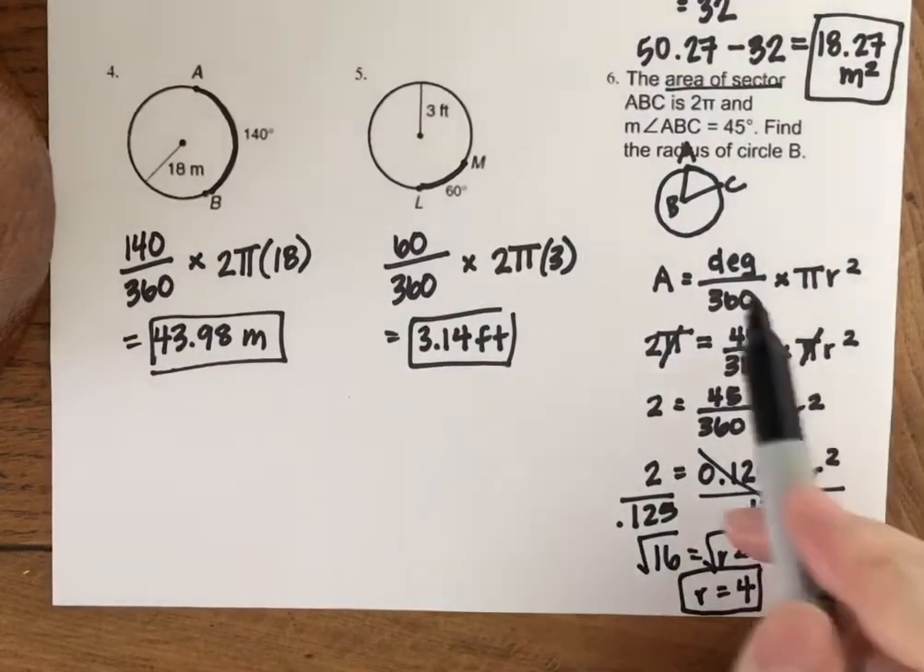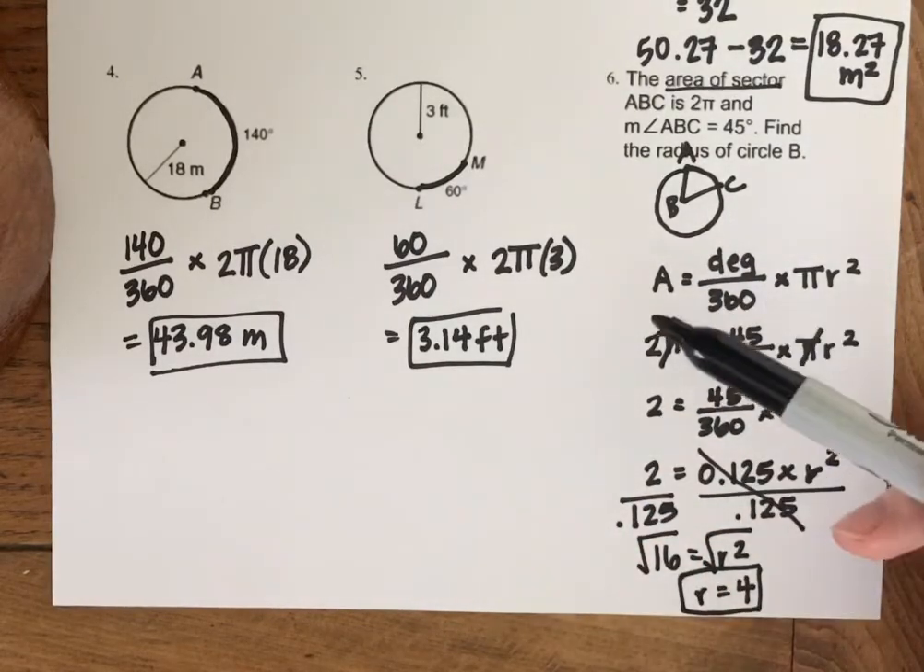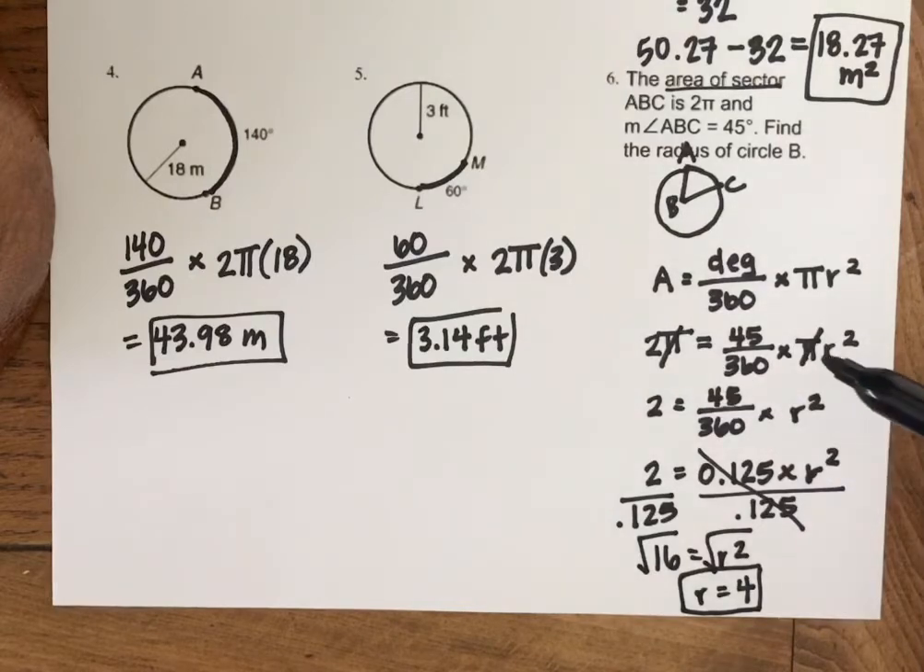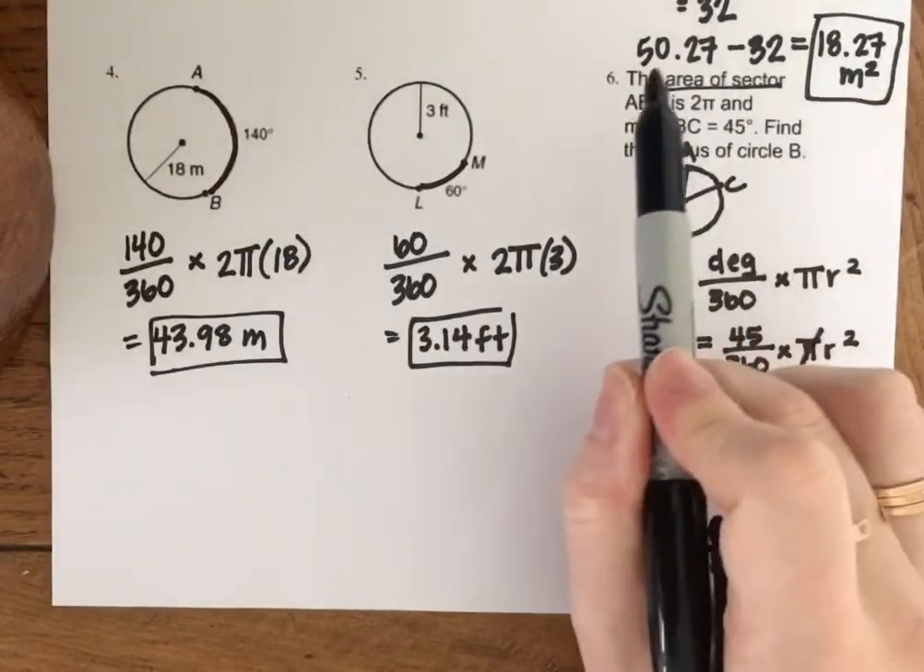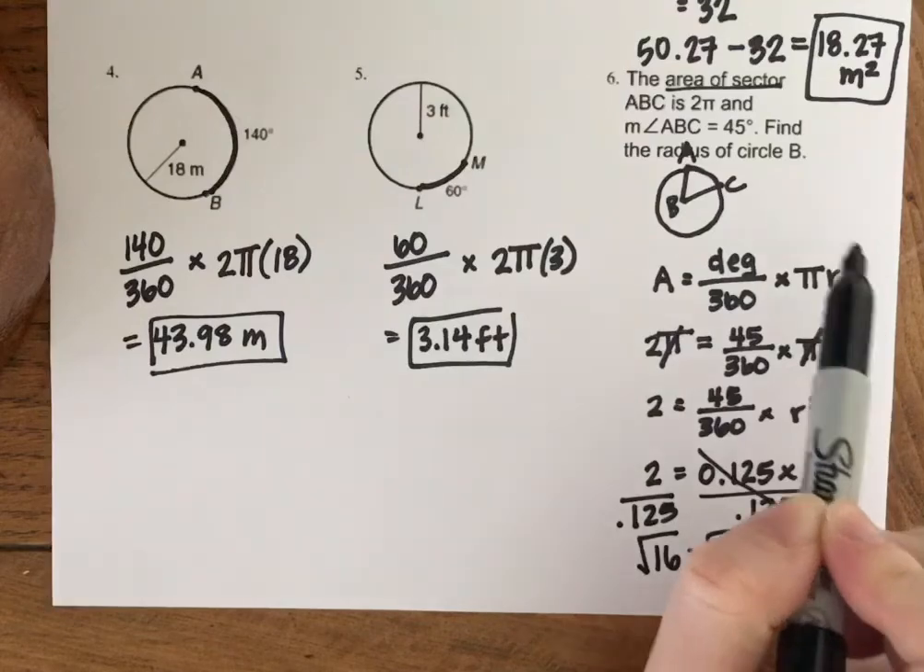So we're working backwards, still working with this same equation, but I am plugging in the area and solving for the radius. So working backwards, it's just algebra, but make sure that you are using the correct equation. It says area of a sector, that's why I use the one with pi r squared.